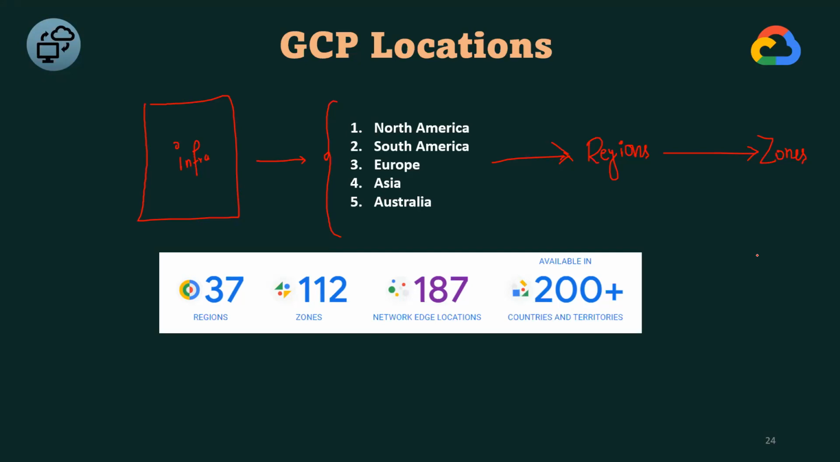Okay. So in Google Cloud Platform, if you think that this is the entire Google infrastructure, that entire infrastructure is divided into 5 locations. These 5 locations are further divided into regions. Each region is further divided into zones. Zones are actually having the resources. Okay, zones are having the resources. So that's the reason zones are also called availability zones, or deployment areas.